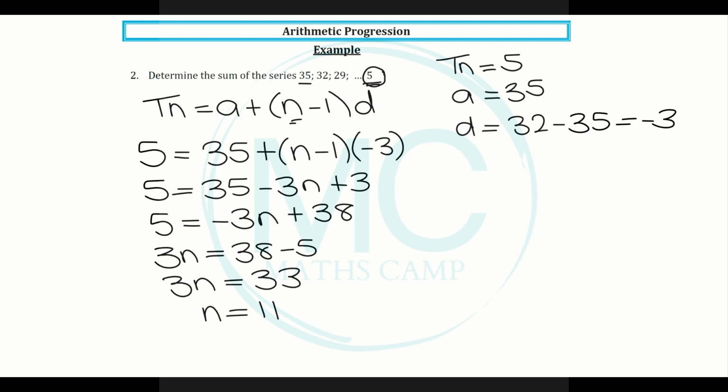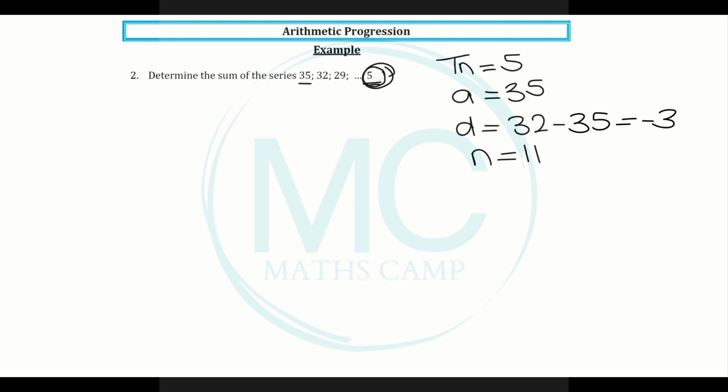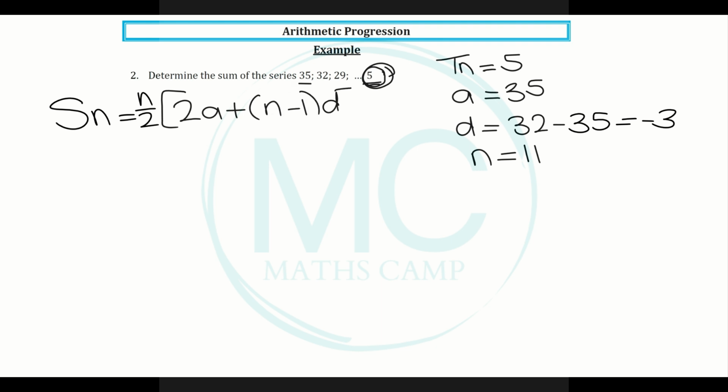This is the position of our 5 up here, which means we need to find the sum of the first 11 terms. So I'm going to make a note that n is 11, and now I can make some space. To find the sum of 11 terms, I can say Sn is equal to n over 2, bracket 2a plus n minus 1 multiplied by d.